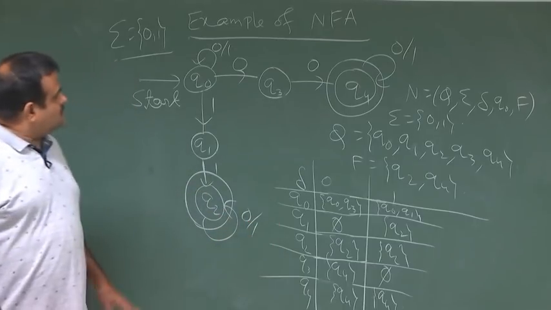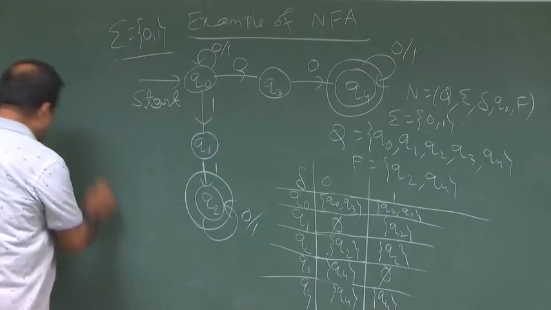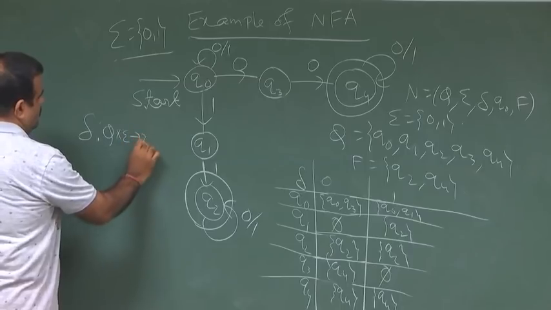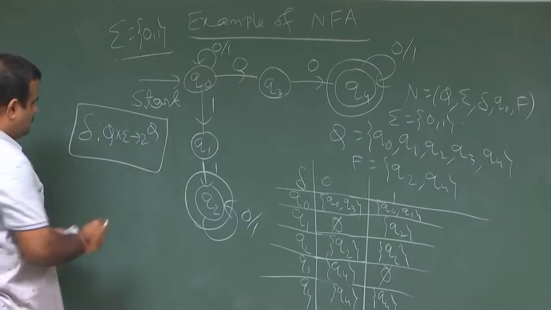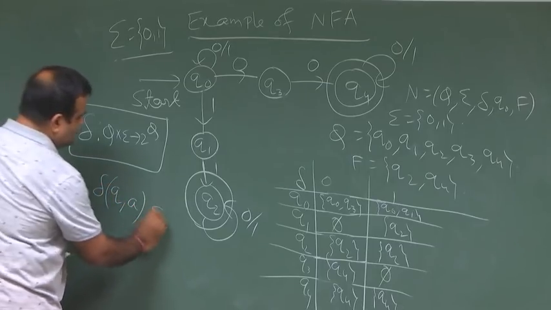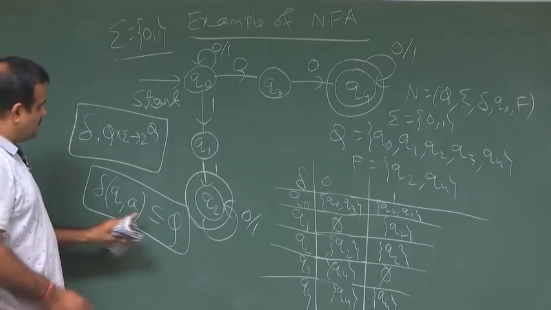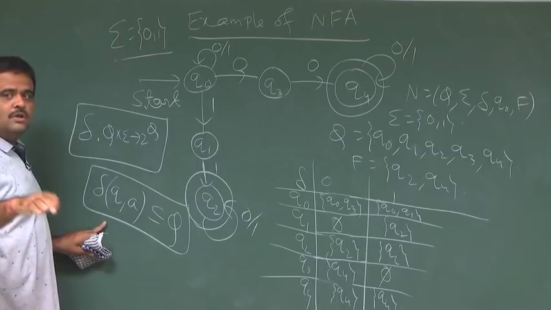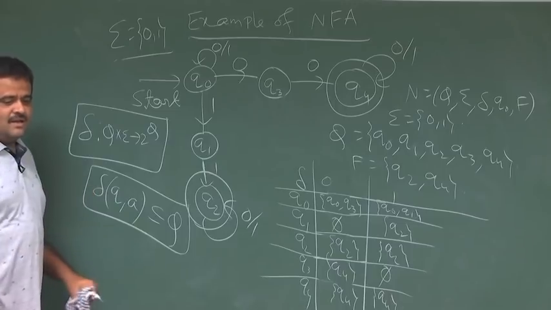Okay. So, that is why delta here is a function from Q cross sigma to the power set of Q. So, delta of q comma a is a subset of Q. That is the difference. Earlier it was a single state, but here it could be many states, a subset of Q. Now, our options are more, we can go to any one of these states.